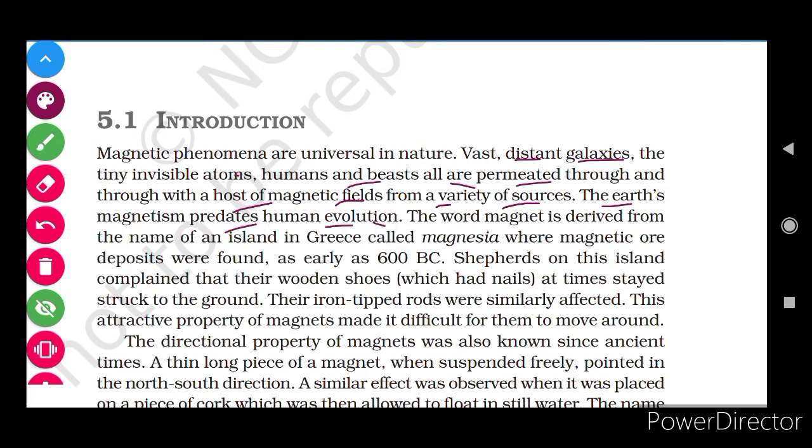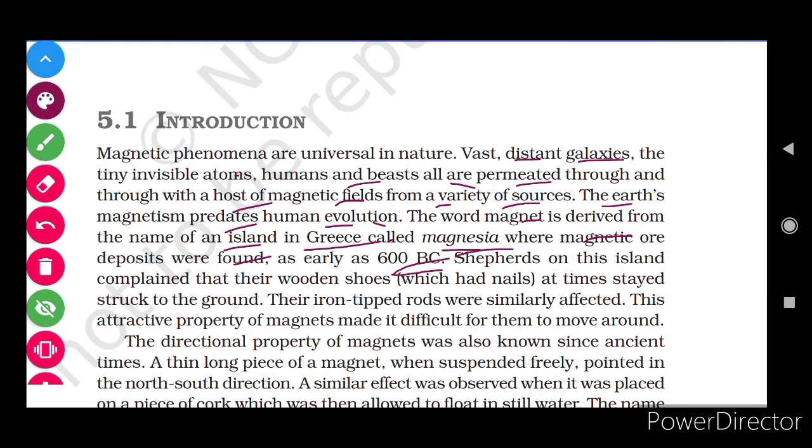That means magnetism was present in the earth's atmosphere, or in the universe, before the evolution of humans. Even before we evolved, there was a magnetic field. The word magnet is derived from the name of an island in Greece called Magnesia, where magnetic ore deposits were found as early as 600 BC. So where does the word magnet derive from? From an island in Greece, Magnesia, in 600 BC.